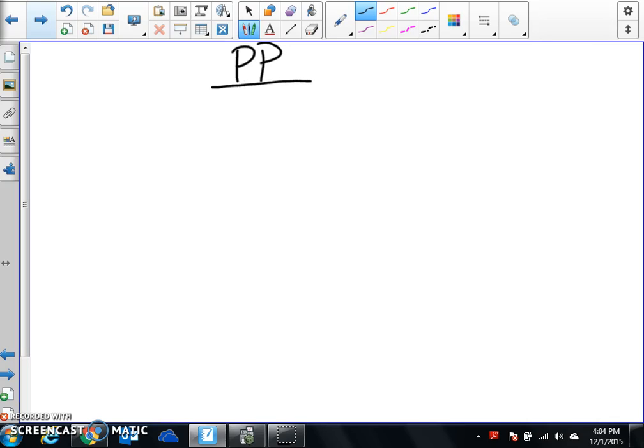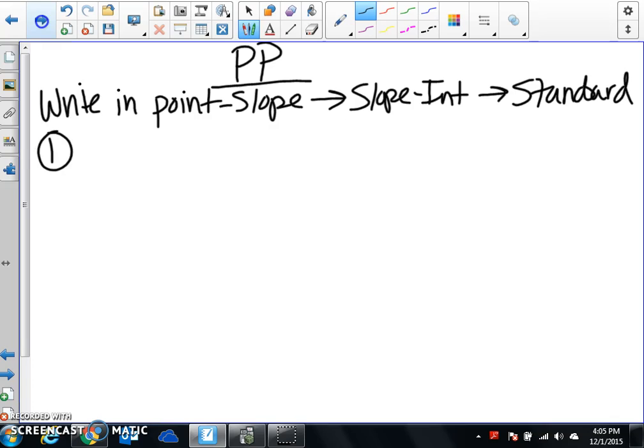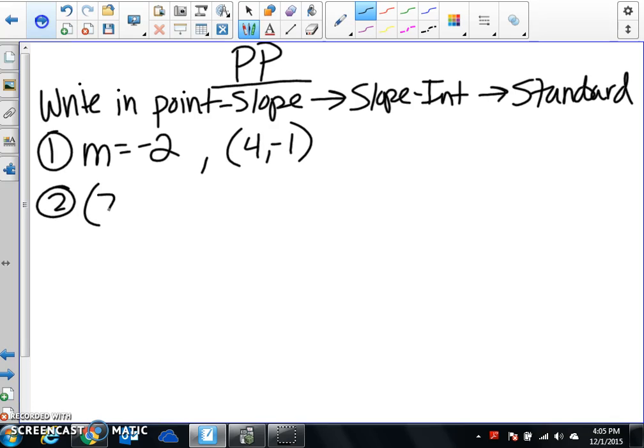All right, here's your practice problems. For every single one, I want you to write in point slope, then the slope intercept, then the standard. Okay? Every single one of them. Number 1, if your m is negative 2 and it's the point 4, negative 1. 2, through the points 7, negative 4, and 3, negative 4.